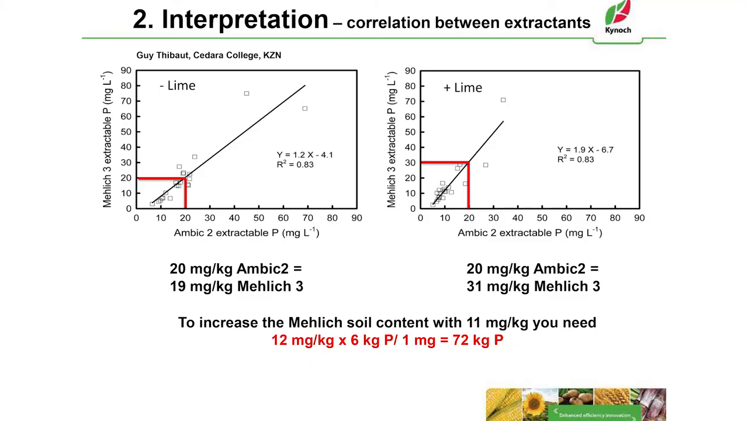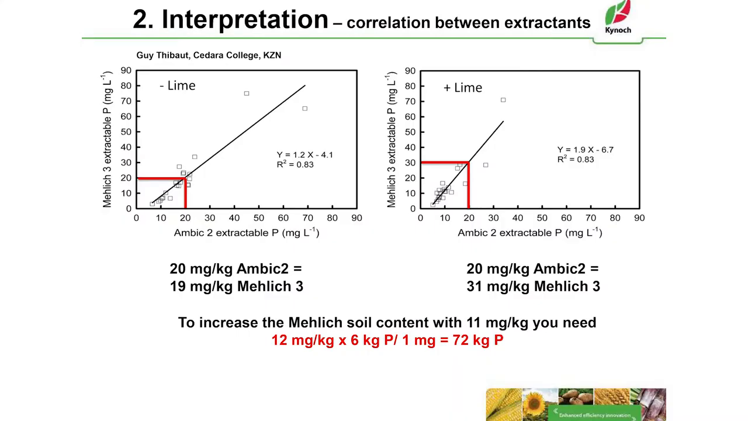The implication is 72 kilograms of P per hectare in your recommendation, times 25 rand a kilogram of P. That's what we are doing if we try to convert from the one extractant to the other. Only one example, I'm just giving you examples. Let's go back to that table. The one was 19, the other one was 31.